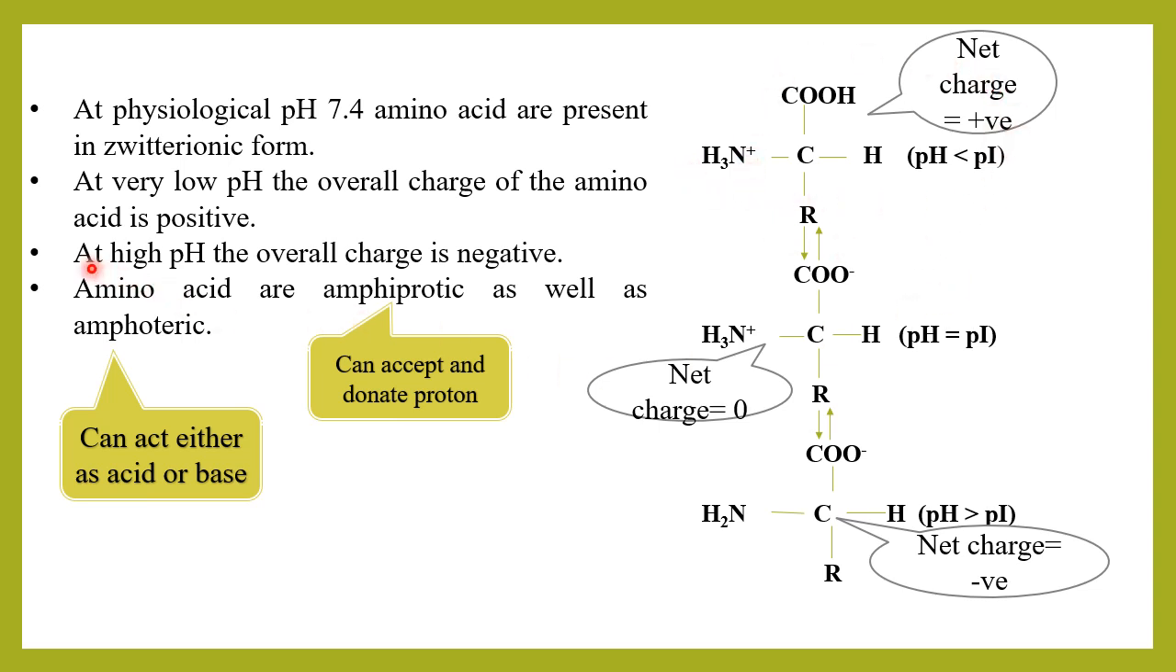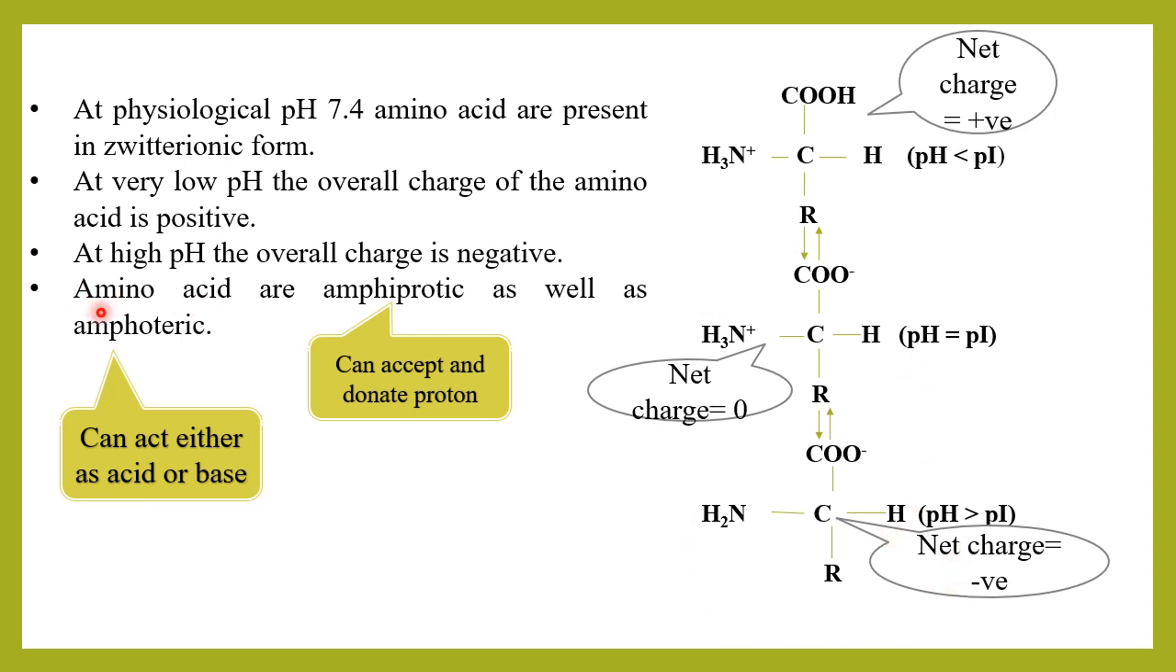Next point, at high pH the overall charge is negative. So here you will see that when the pH is higher than its intermediate pH, this carboxyl group has become deprotonated, has donated its proton and become negatively charged, while this amino group also becomes deprotonated and remains uncharged. So the overall charge of this amino acid is negative.